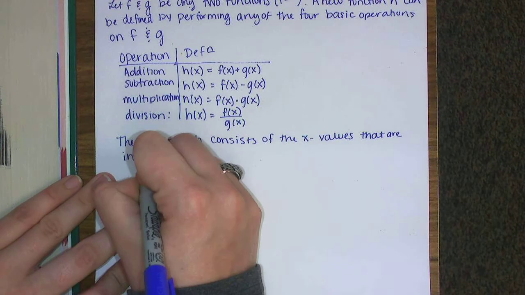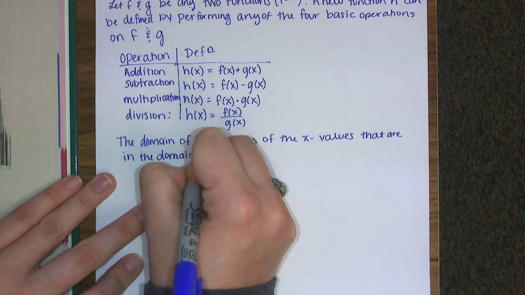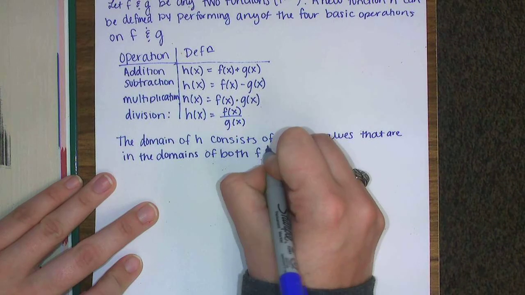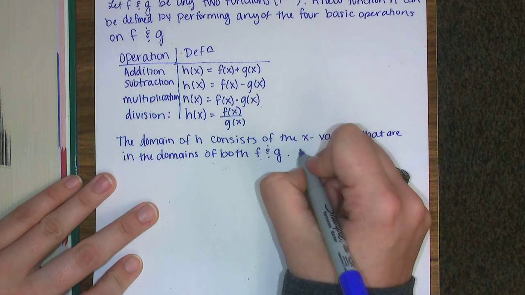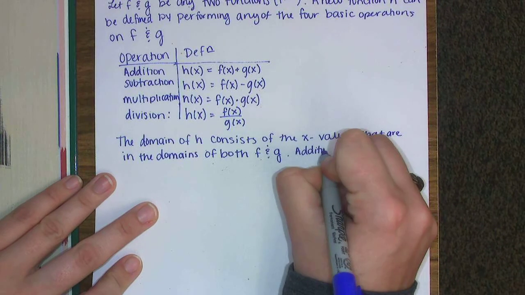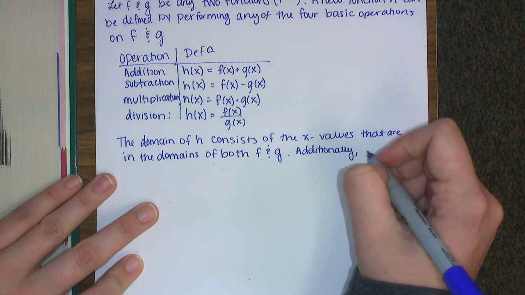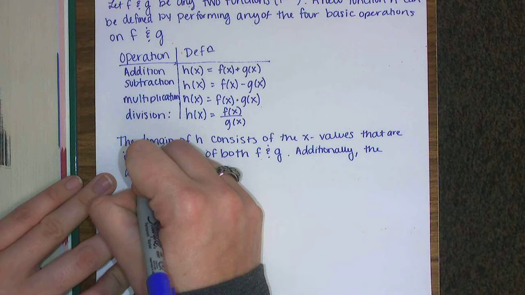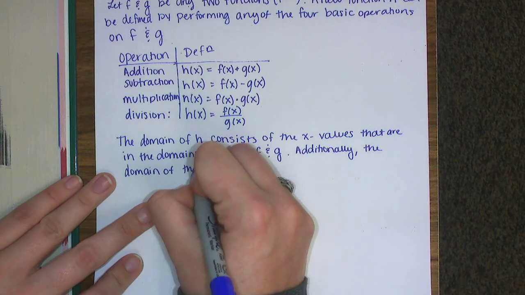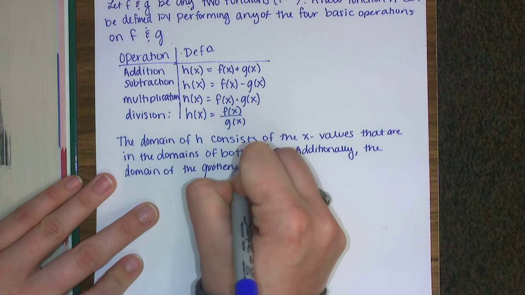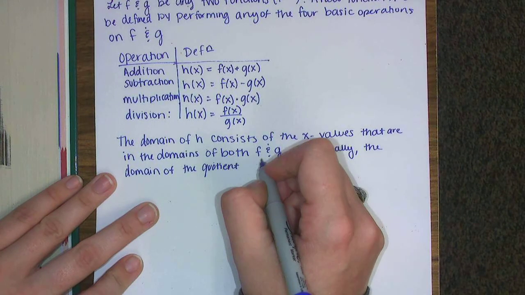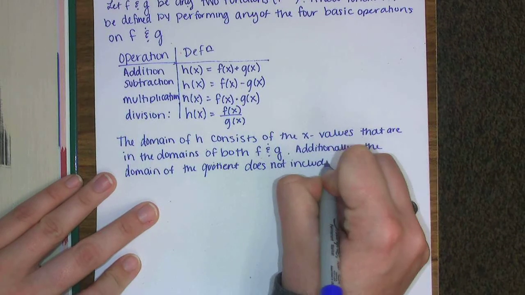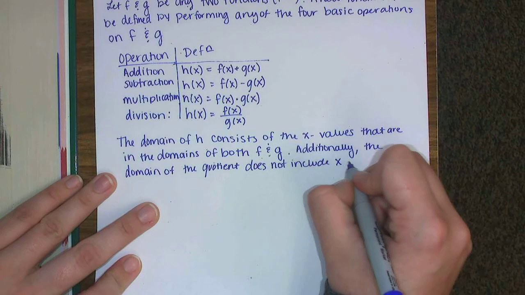Additionally, the domain of the quotient does not include x values for which g of x is equal to 0. Okay, so essentially, can't divide by 0. That's all that means.